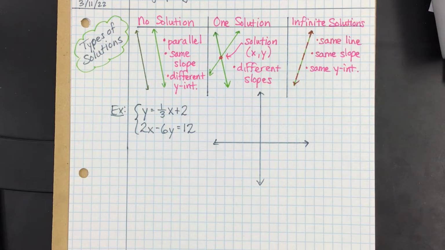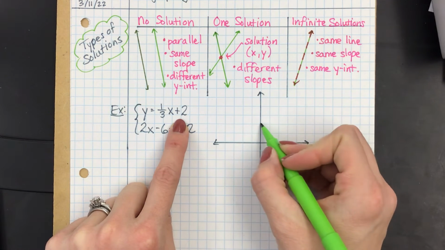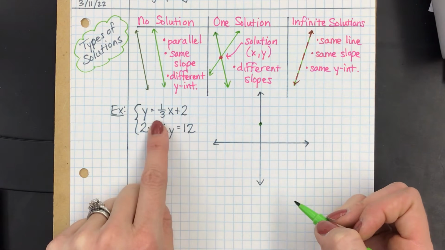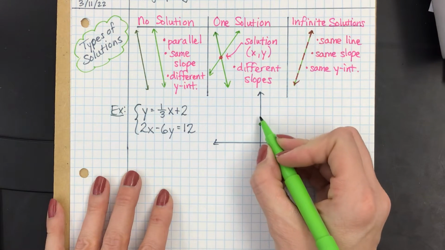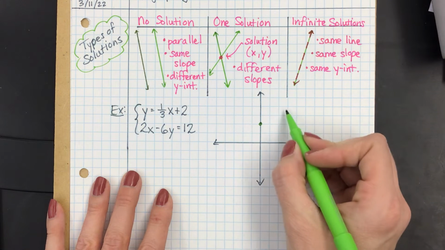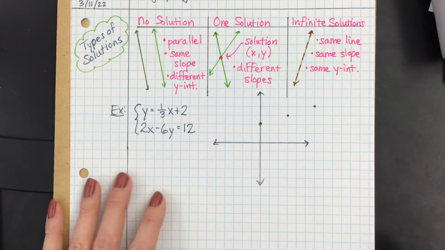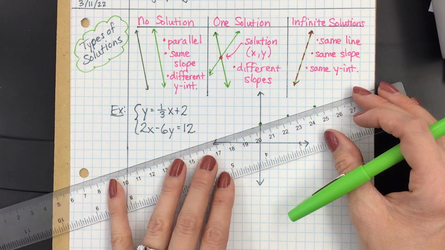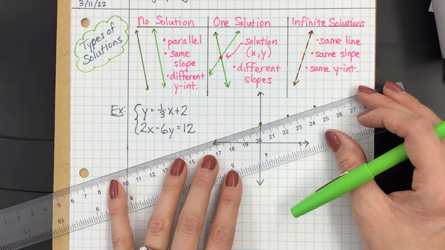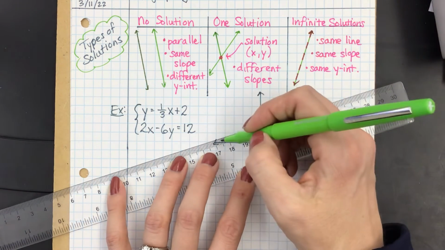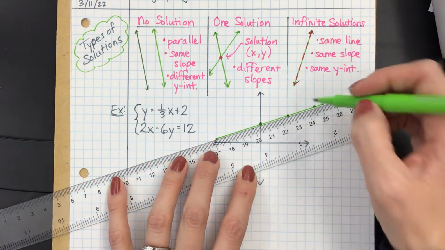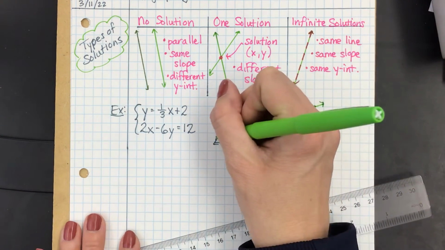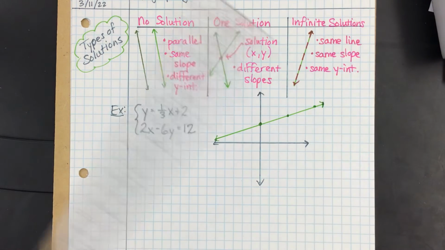Now that first equation is set up nicely already for graphing. Our y-intercept is 2 and our slope is 1/3. So we're going to go up 1 over 3, up 1 over 3. I do highly recommend that if you're doing this on paper, you use a ruler, because if you're not, it may look like it crosses somewhere that it doesn't actually cross. Okay, that's the first line.